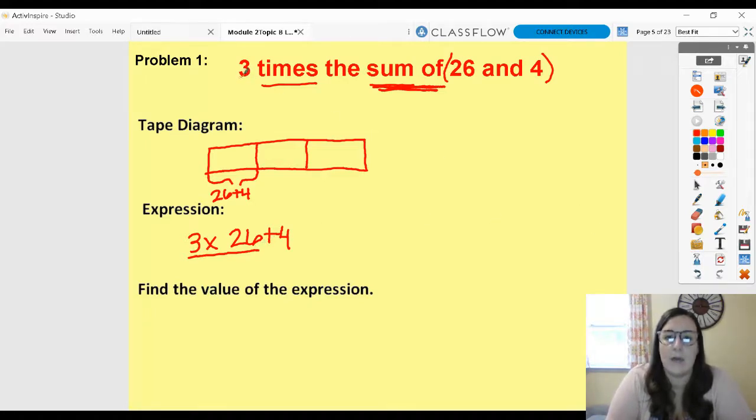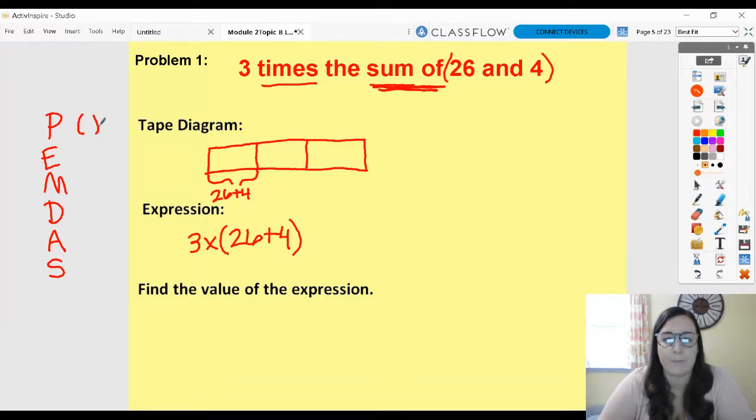It's not saying 3 times 26 and the sum of 4. It wants us to find the sum of 26 and 4 and then make 3 copies of it, or 3 times whatever you get first. So because of PEMDAS, what they want us to do first is find that sum. And the only way we can make sure that we add first is by adding those parentheses. And now they want us to find the value of the expression, which just means to solve it.